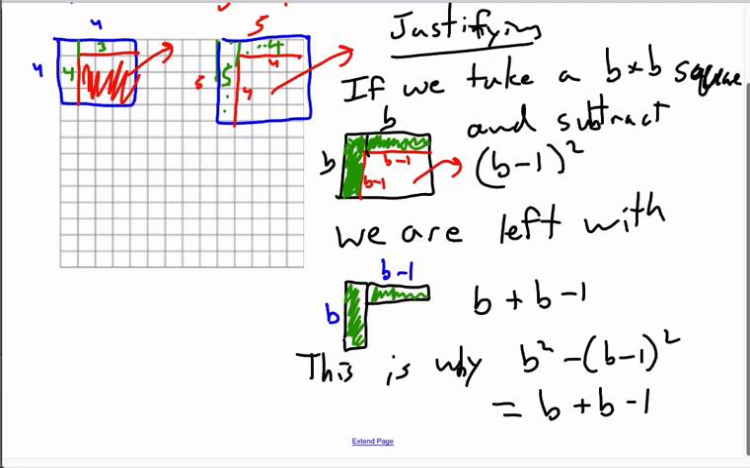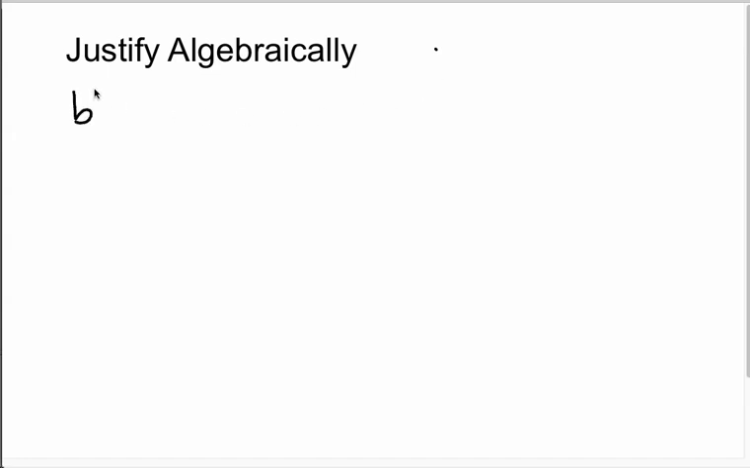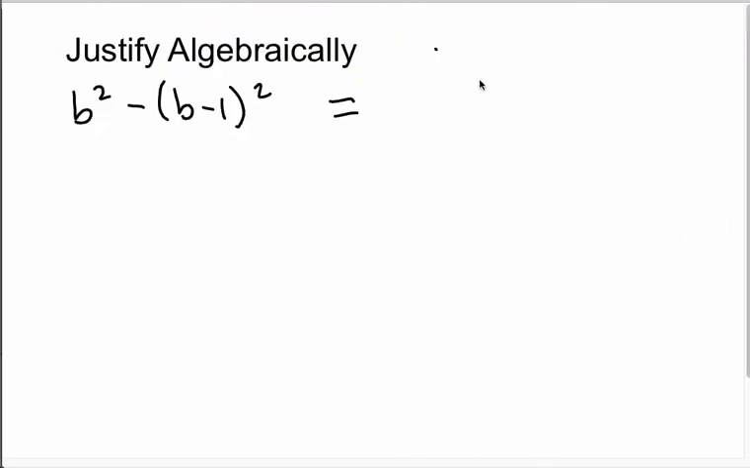Okay, next we're going to be doing this algebraically. So let's try it algebraically. So remember now, I start with b squared, alright, and then I'm subtracting (b minus 1) squared, and we're saying, well, let's just start with that, and then we're going to work our way down, and we're going to get our result of b plus b minus 1. So let's try this out. So if we start with that, now this is going to involve a little bit of algebra. So we can write this as (b minus 1) times (b minus 1).